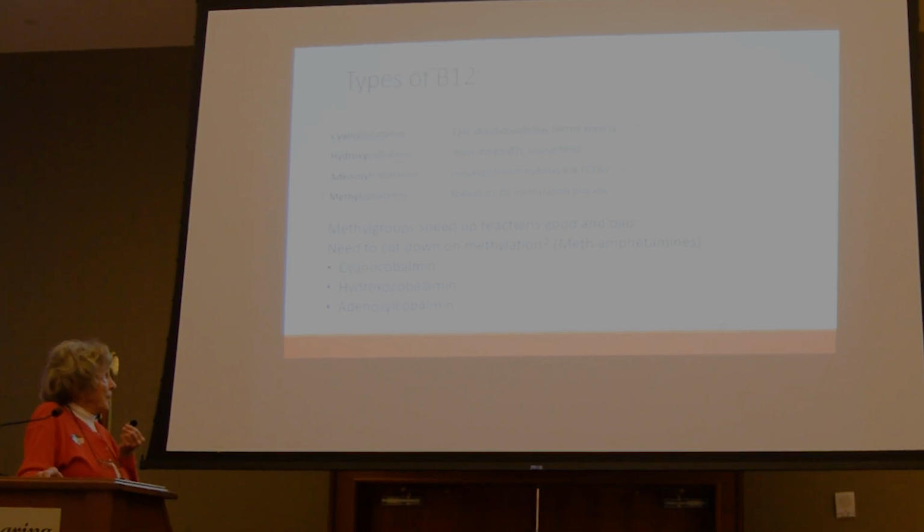Because you're going to speed up reactions that are good and bad. So if you need to cut down on methylation because the people coming to see you are overexcited, they can't sleep at night, their asthma's starting to bother them. They felt really good at first, but now they've got all this going on and you just can't shut them down. What do you need to do?